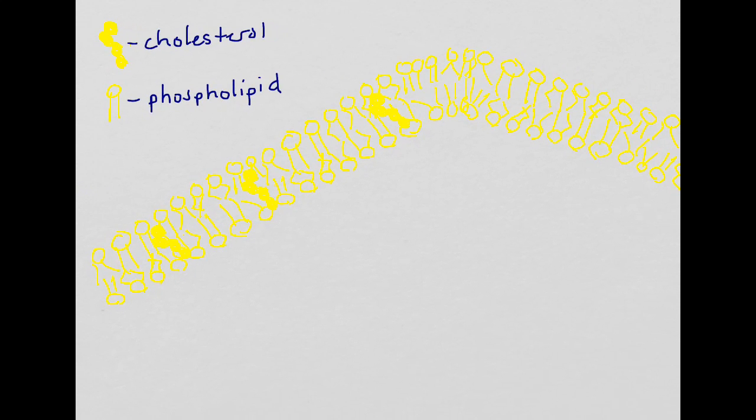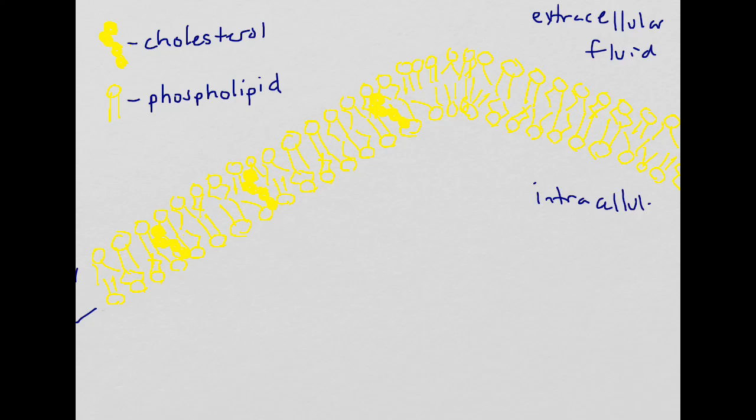So you can see that this is the membrane of a cell. This would be the extracellular space or fluid. This would be the intracellular fluid. Okay, so you can see that so far in my membrane I've drawn phospholipids and I've drawn cholesterol.